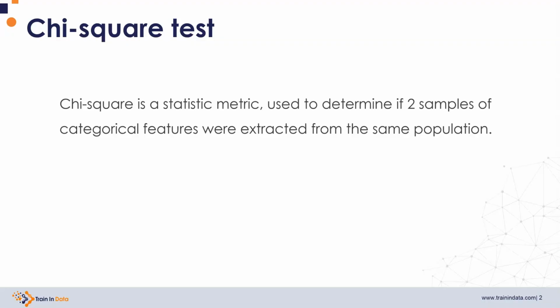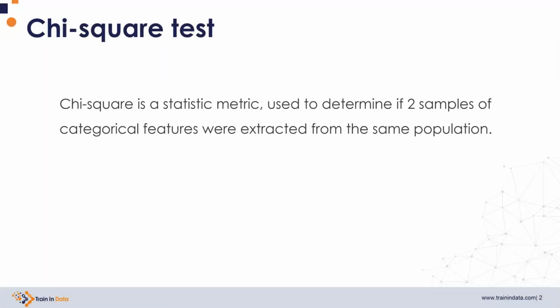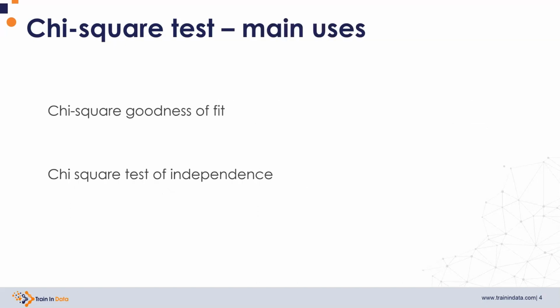Chi-square is a statistic metric or a statistical test used to determine if two samples of categorical features were extracted from the same population. And what the chi-square test does is it compares the distributions of the categories extracted from the different samples. The chi-square test has two main uses. One is to assess the goodness of fit, and the second one is to test the independence of two variables.